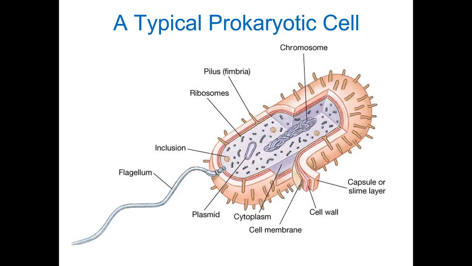Here we have a typical prokaryotic cell. To be more specific, this is a typical bacterial cell. The one thing to note right off the bat is that we don't have a nucleus. We don't have DNA being segregated from the rest of the cytosol by a membrane of some sort. Instead, we have one huge circle of DNA.